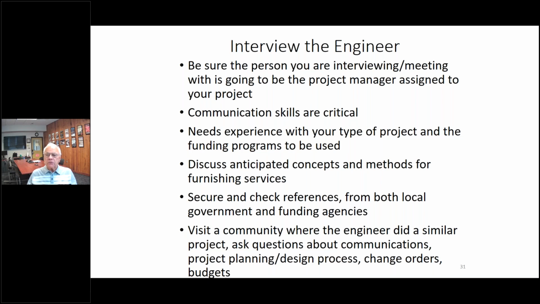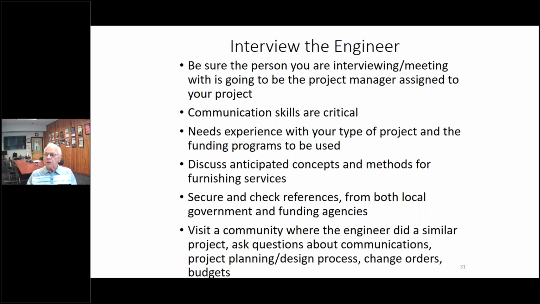You want to discuss the anticipated concepts and methods with that engineer. You want to secure and check references, both local government and funding agencies. It would be wise to visit a community where an engineer did a similar project. Ask questions about communications, project planning, design process, change orders, budgets.